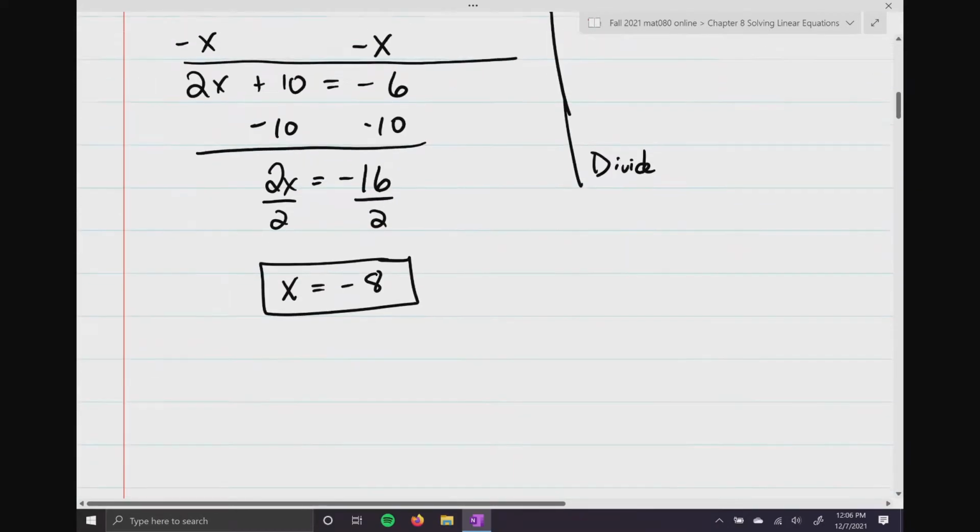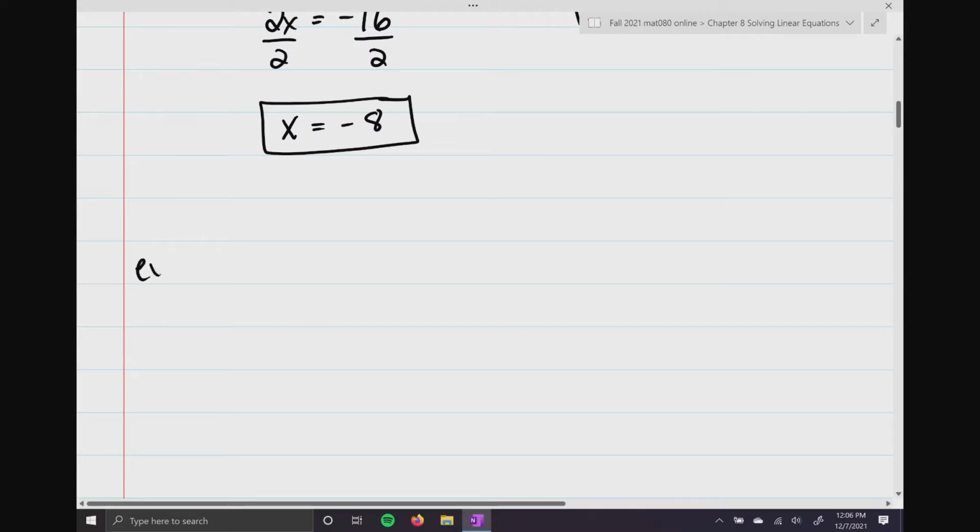Okay. So let's keep moving on here. How about this one? Let's try this one. I like this one. 5 times the quantity, x plus 3 equals 35.